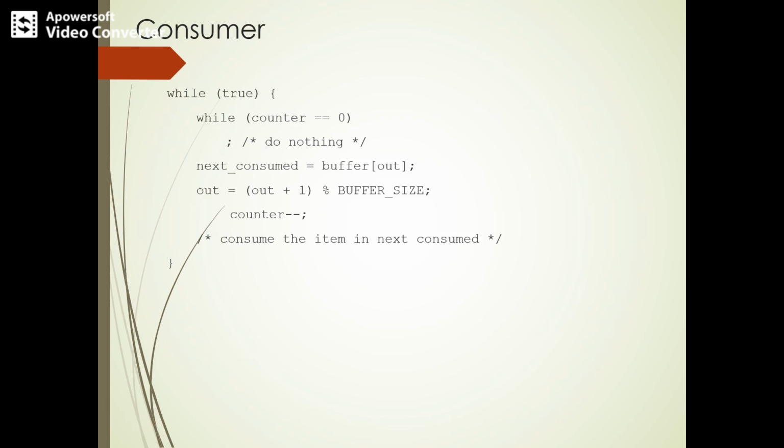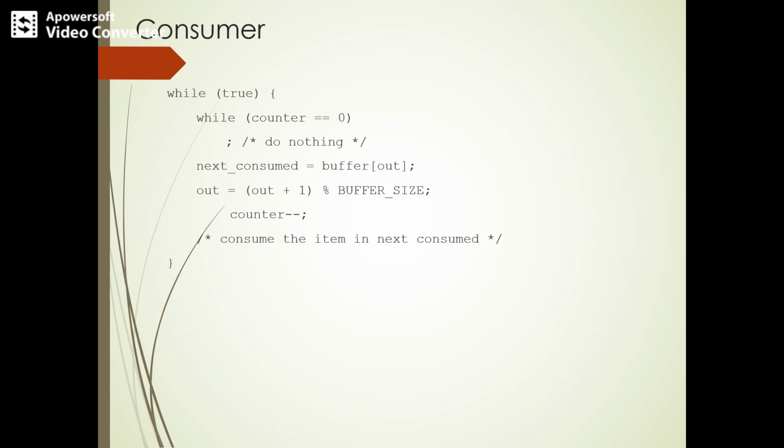So in this consumer process, you can see that the counter is 0. This tells us that when the counter is 0, there is no item available for the consumer, so it has to wait until an item is available. Whenever an item is available, it takes the data from the buffer with the help of the out pointer and then puts it into the next consumed variable. So in this variable the item will be available, and the out pointer is incremented up till the buffer size.